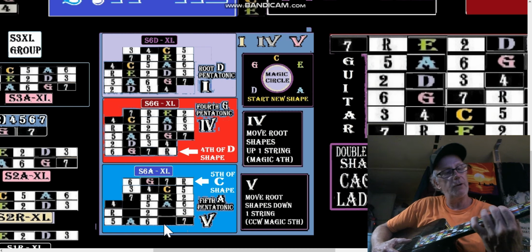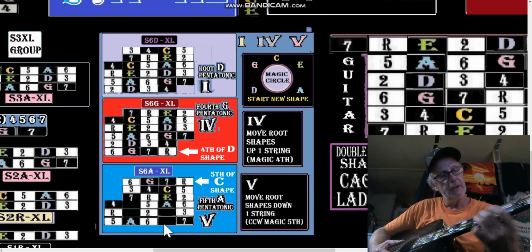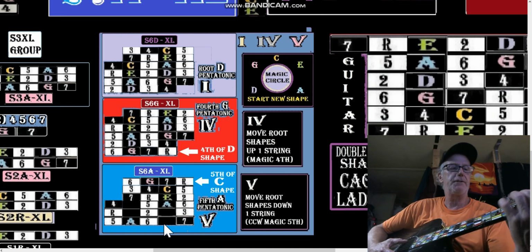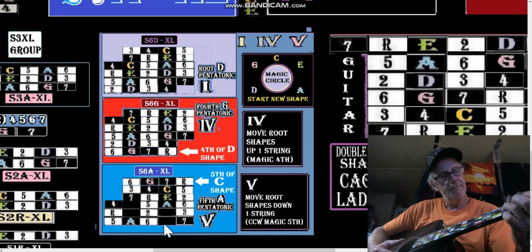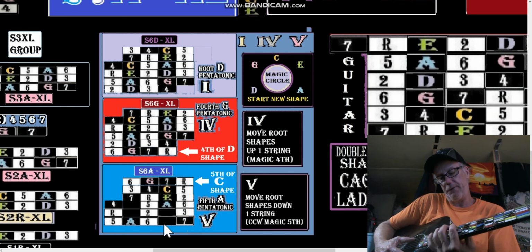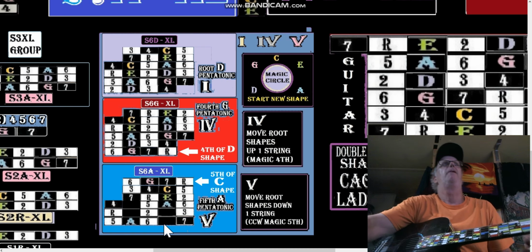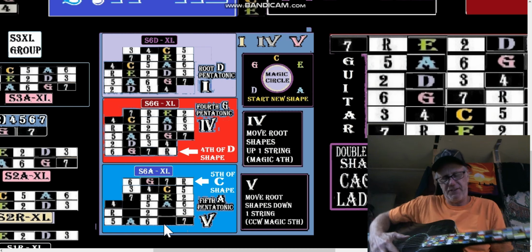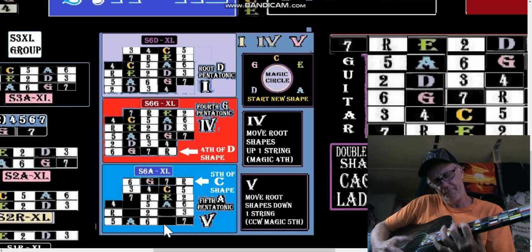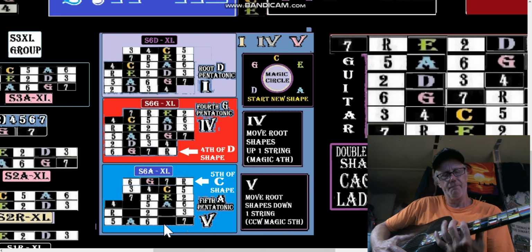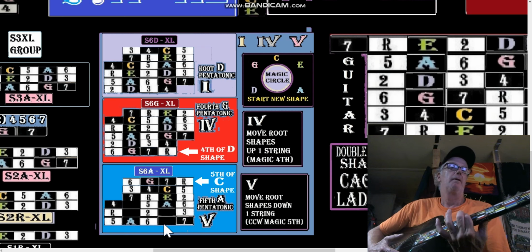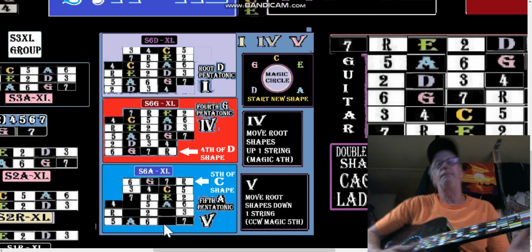The Lydian 4th. The Phrygian 3rd. The Dorian 2nd. And the Ionian. Oh yeah, the second, the half diminished. And let's not forget Aeolian.